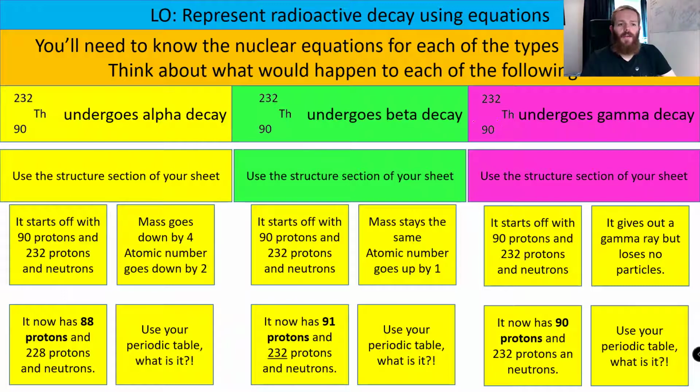And I should point out that I've used the example of thorium here, but I could have started with anything that is unstable. Alright, so alpha decay isn't always going to turn it into radium, and beta decay isn't always going to turn a substance into protactinium. It depends what you start off with, okay? The changes are the same in terms of the number. So for alpha decay, the mass always goes down by 4 and the atomic number always goes down by 2. And for beta decay, the mass always stays the same, but the atomic number always goes up by 1. And then in gamma decay, there is no change in terms of the atomic number or the atomic mass.